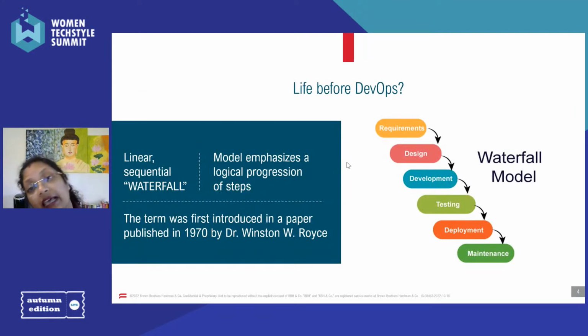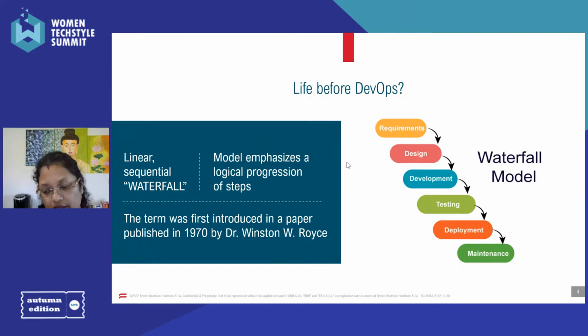Okay, so what was the life before DevOps? We used to follow a waterfall model. This term was first introduced in a paper published in 1970 by Dr. Winston W. Royce. A little history there. As you can see from the diagram, it was a linear sequential model, and the model emphasizes logical progression of the steps. So each step will be completed before the second step will start.